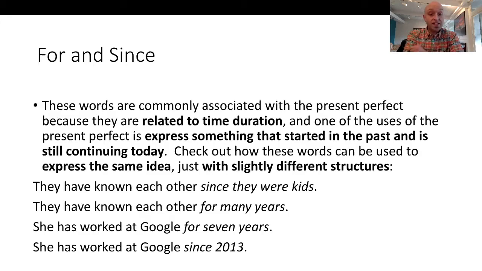And if we look at the examples, they've known each other since they were kids. They've known each other for many years. She's worked at Google for 7 years. She's worked at Google since 2013. And so for and since are excellent words for expressing this idea of time passing, which is one of the key elements of the present perfect.